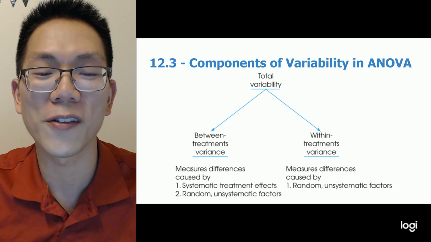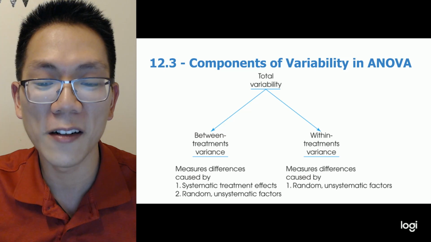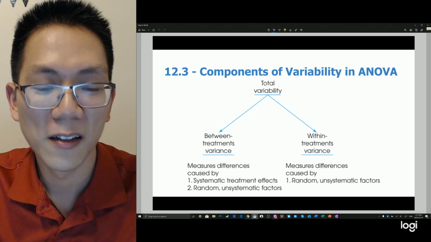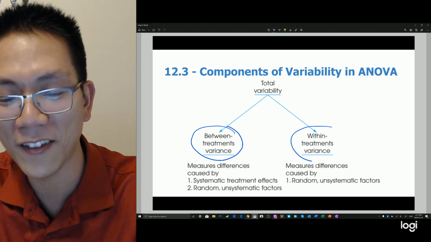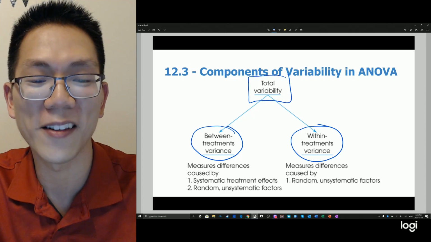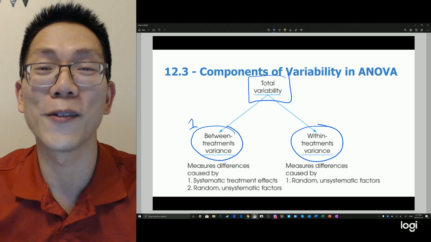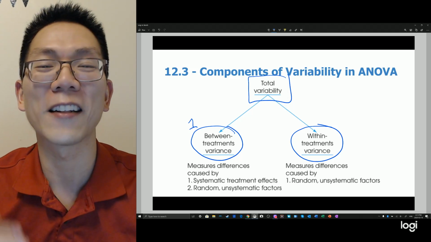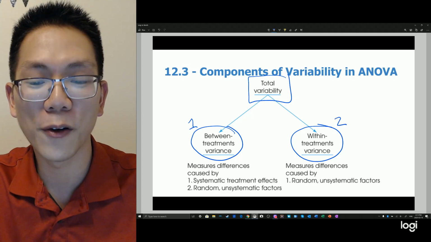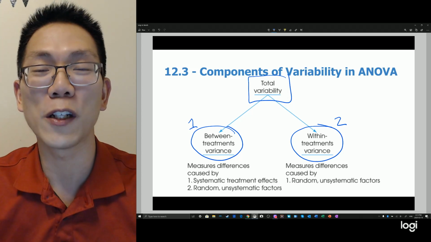Here is a more graphic way, using a schematic, to compare between treatment variance with within treatment variance. So again, this is our third time looking at it. Total variability has two components. The first component is between treatment variance, and this is what researchers are trying to test, what they're looking for. This is the one that gets their research published. Within treatment variance, those are your individual differences or random unsystematic factors. Those are the ones that we try to account for.